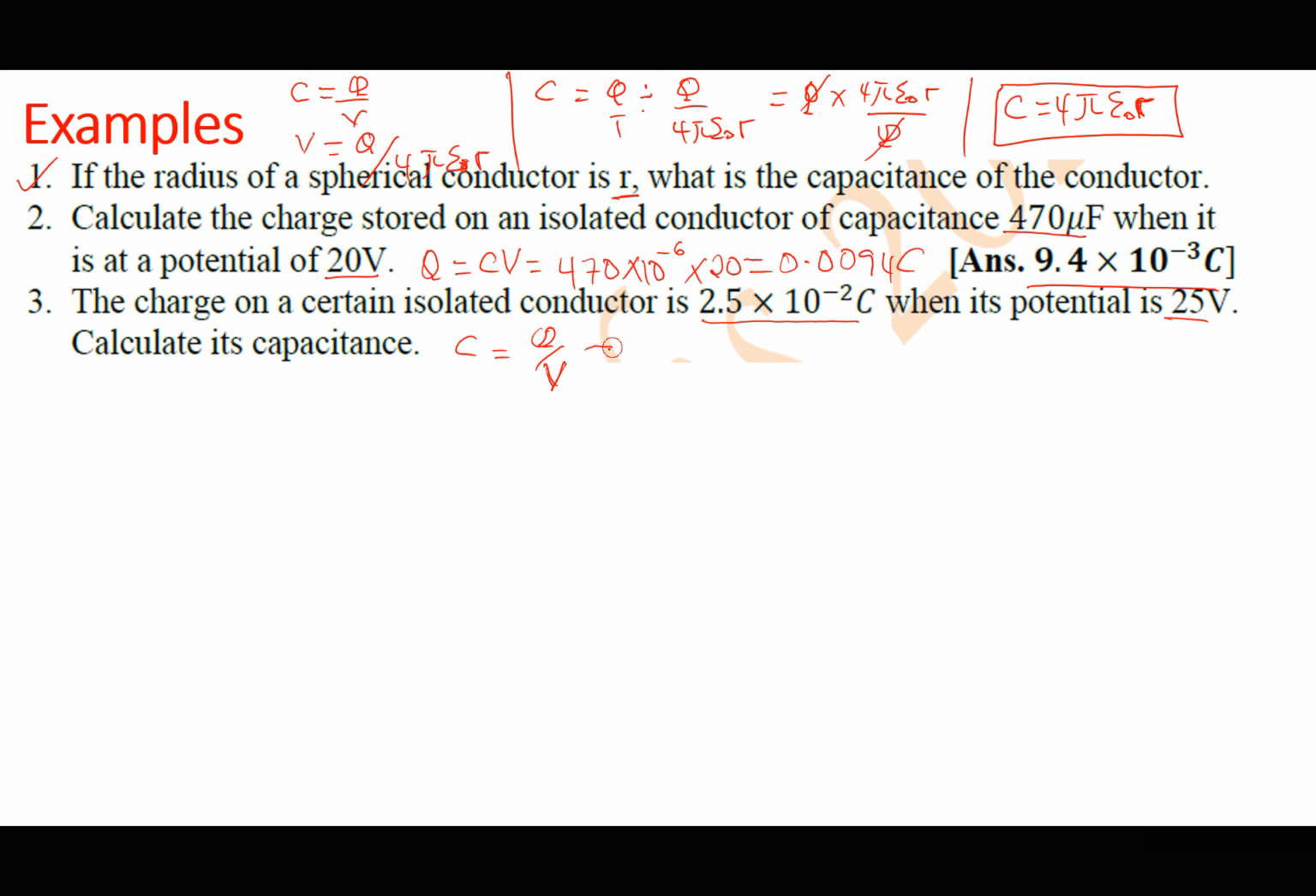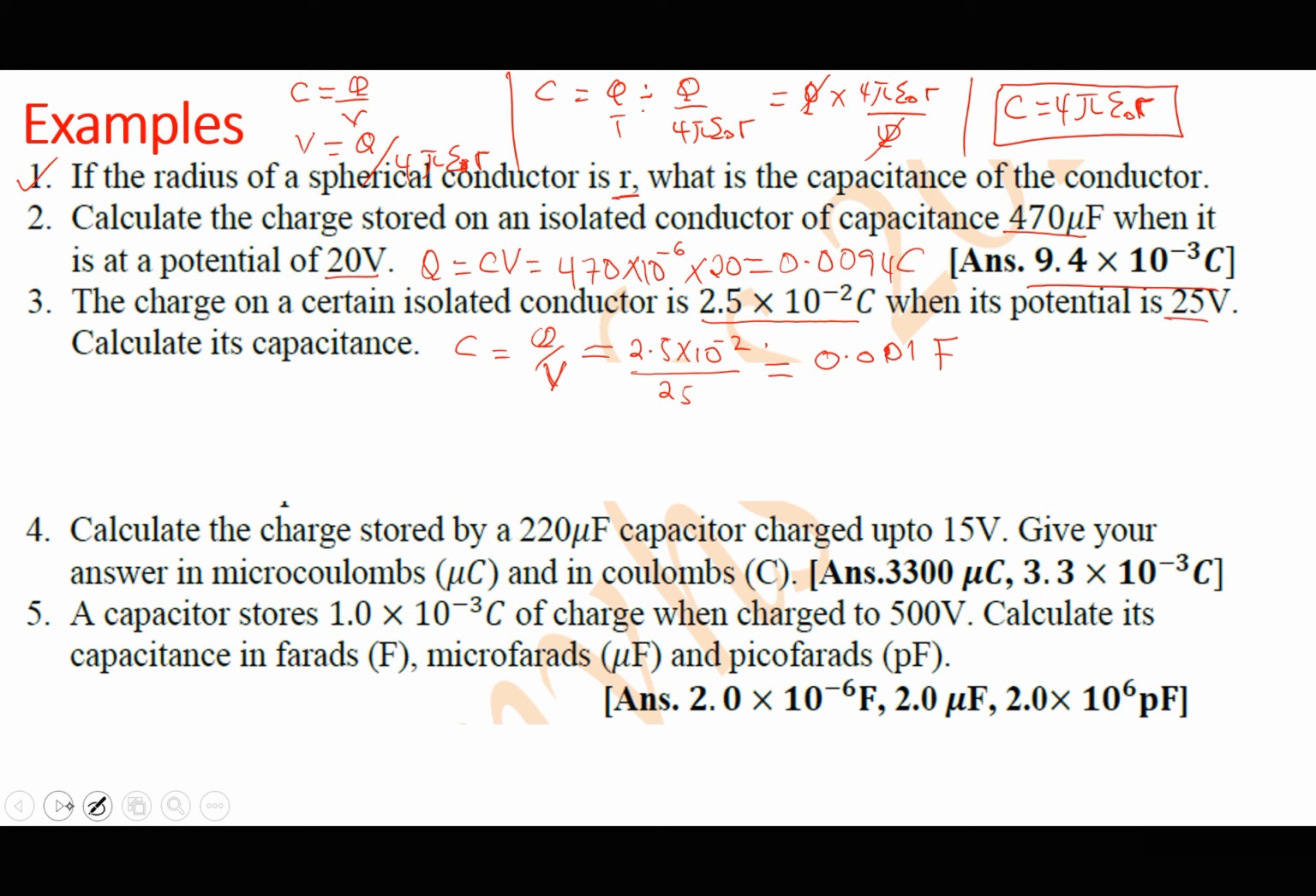So capacitance is equal to Q over V, and the Q has been given as 2.5 times 10 to the power of minus 2 coulombs divided by V, which is 25 volts. So just press your calculator. 2.5 exponent minus 2 divided by 25. So this is 0.001. Of course, the units are farads. So that is the capacitance.